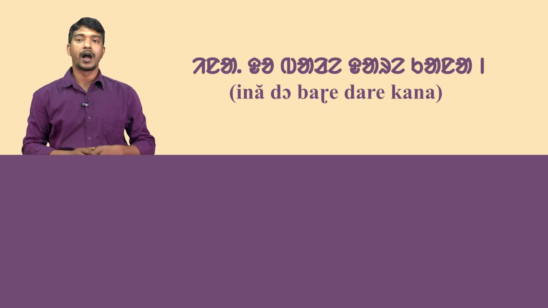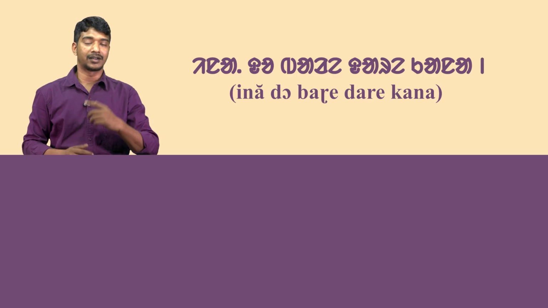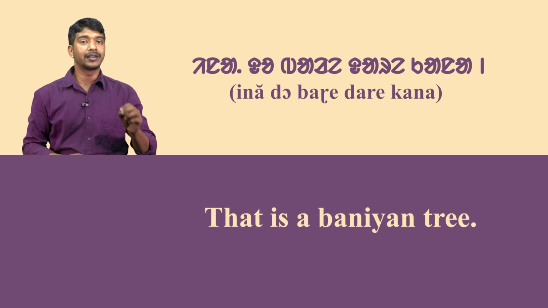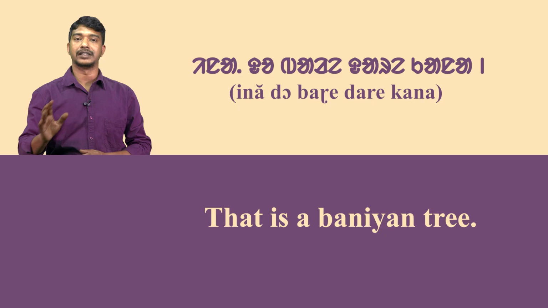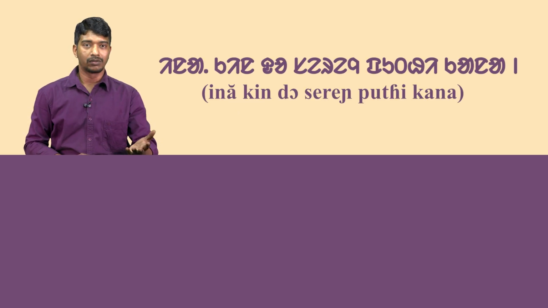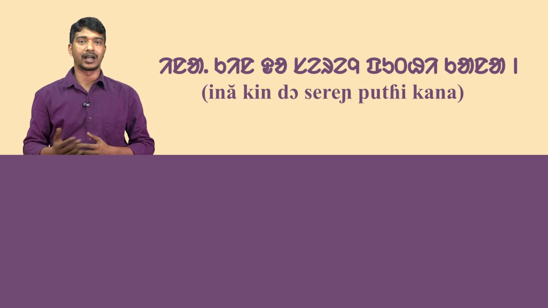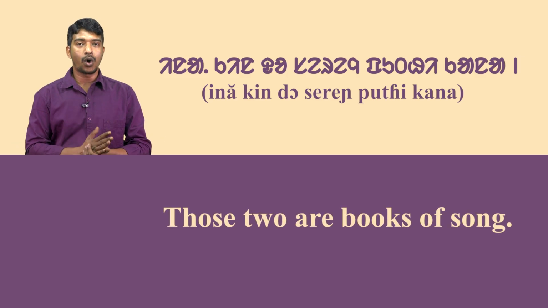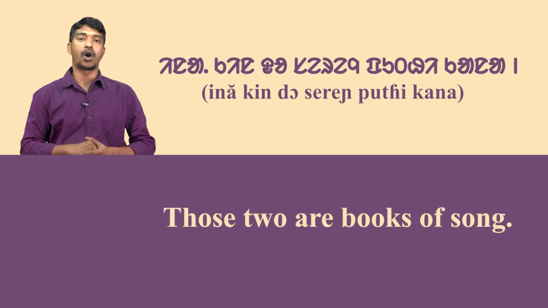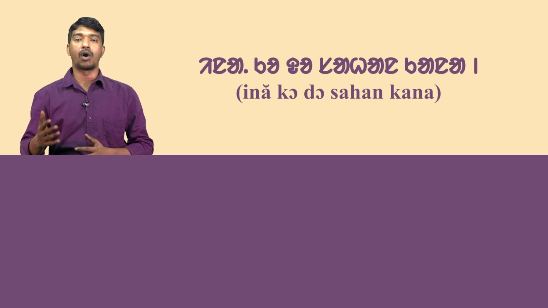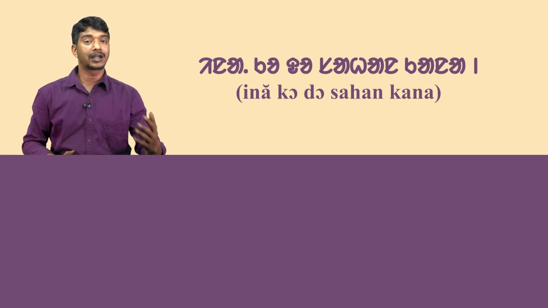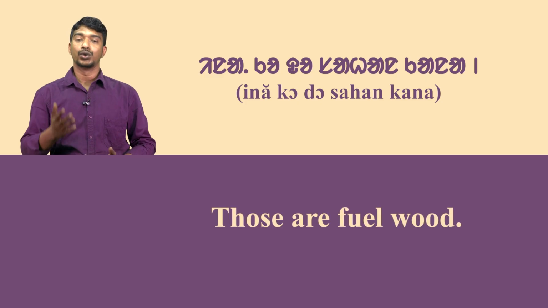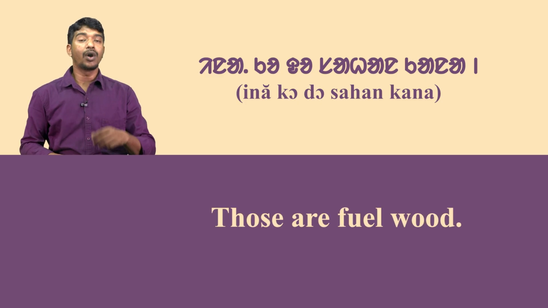Now consider the usage of third person distant of inanimate in the following sentences. Ina do bare dare kana means that is a banyan tree. Ina kin do sereng puthi kana means those two are books of song. Ina ko do sahan kana means those are fuel wood.